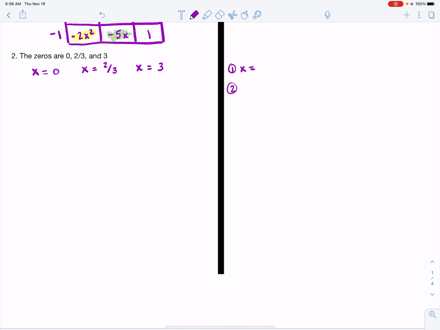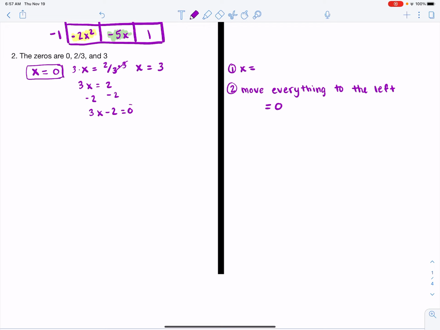Step 2, move everything to the left so that it all equals 0. So when I have a fraction, remember, do that in 2 parts. So first multiply by the denominator to cancel. So 3x equals 2. Move the 2. 3x minus 2 equals 0. Okay, I didn't touch this one because it already equals 0. Now minus 3, x minus 3 equals 0.